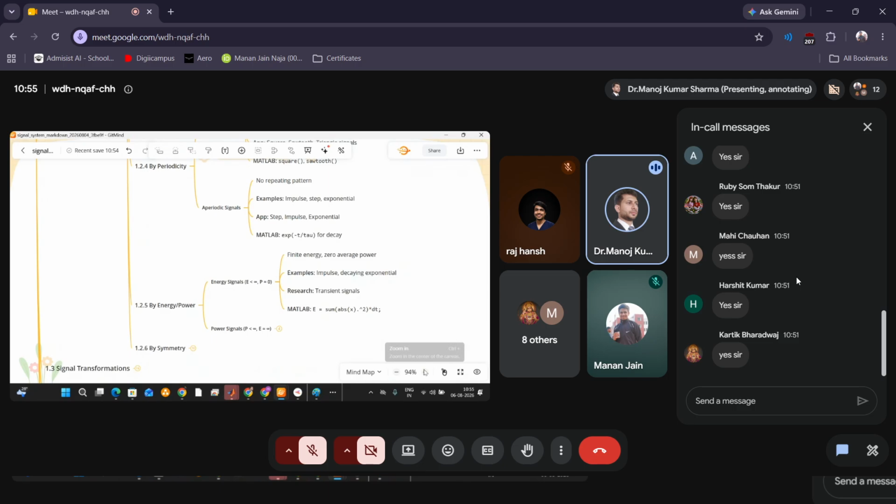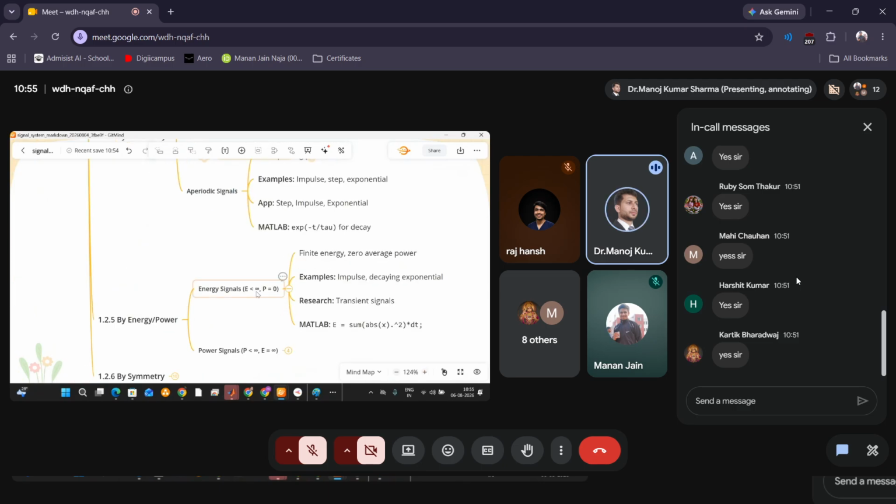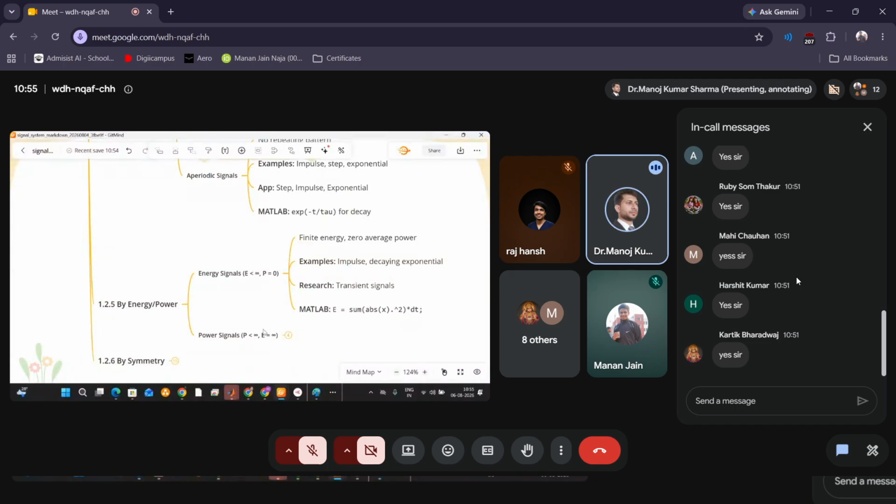And in this box, you can also observe that E is not infinite, but it is limited, in the range below infinity. But the power, represented by letter P, should be equal to zero, right?